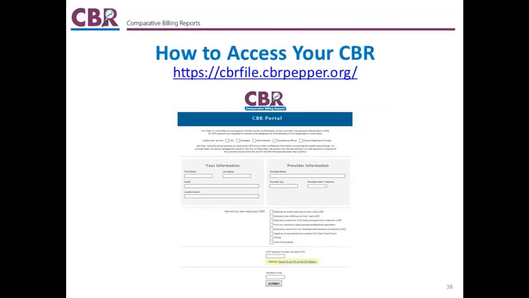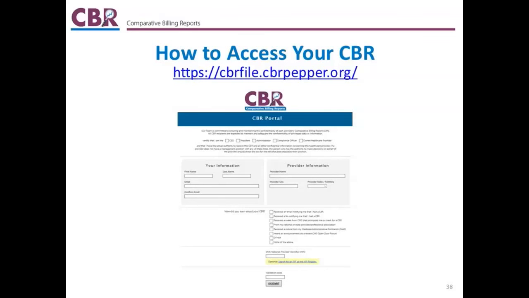Let me talk a little bit about how to access your CBR. You can go to cbrfile.cbrpepper.org, and we have a screenshot here of what that web page looks like. We do ask that you certify the role that you play in your organization, and fill out your information and your provider's information. We like to know how you learned about the CBR for our data and our trending. We ask you to enter the provider's NPI number, and then if you receive a CBR, you will receive a validation code with that information. So you'll enter that validation code, hit submit, and a PDF of your file will be available to you.